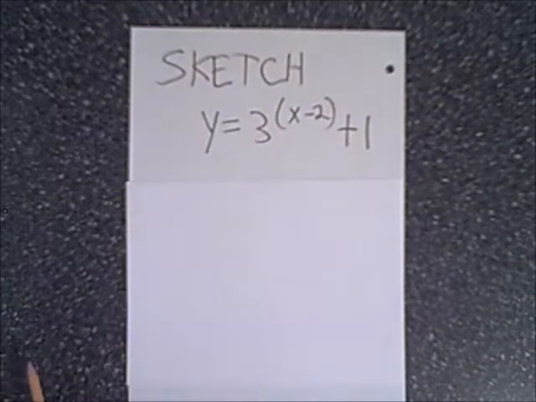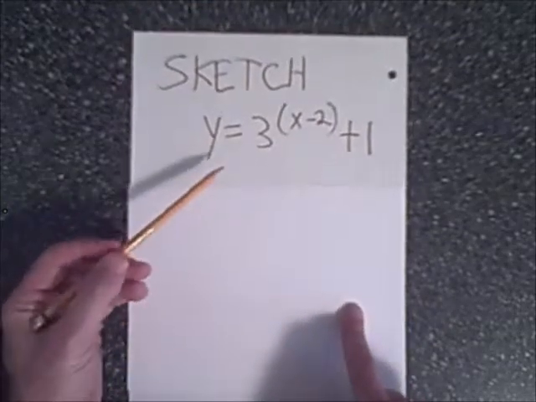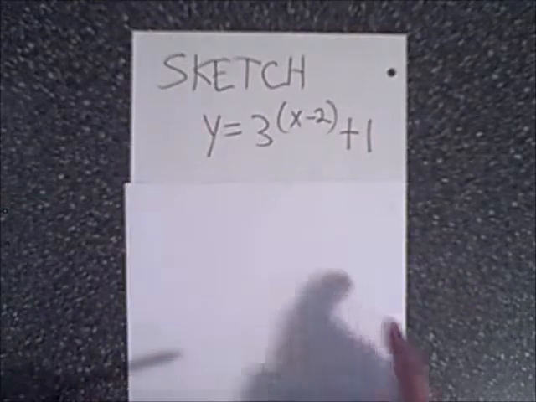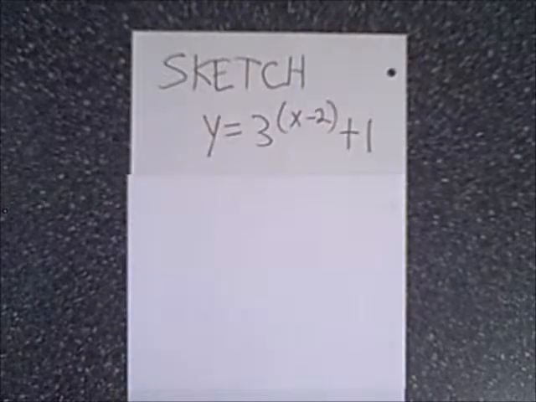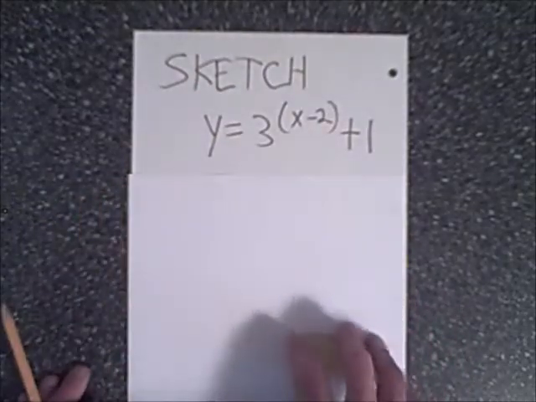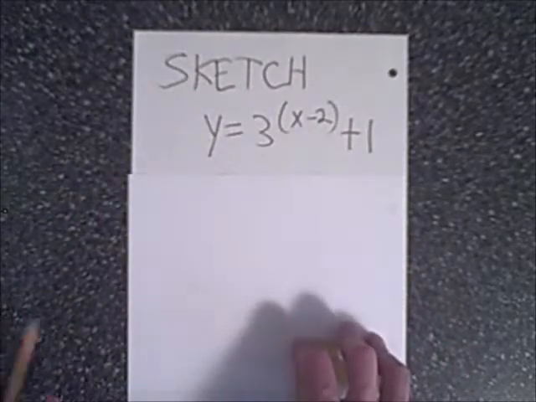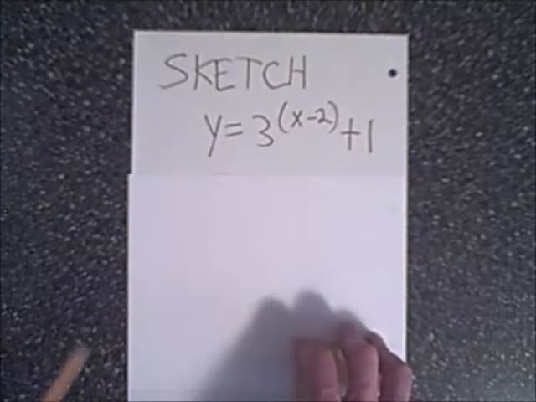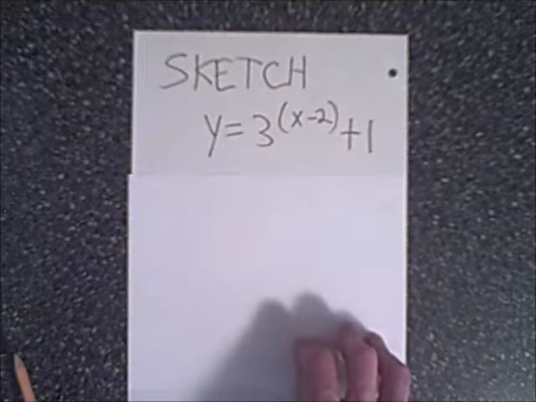Now the second sketch we have is y equals 3 to the x minus 2 power, plus 1. And of course this looks kind of bizarre. I don't know when we'll see this thing. But again, what I might do is plot a few points to get a rough idea of what's going to happen, or I might just skip that whole step and go right to the parent function.